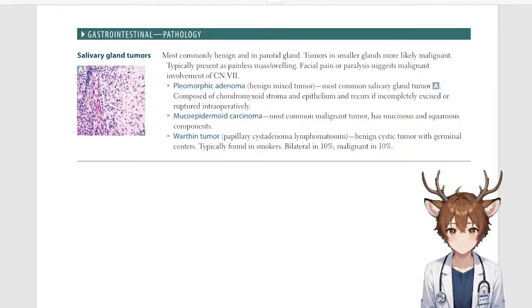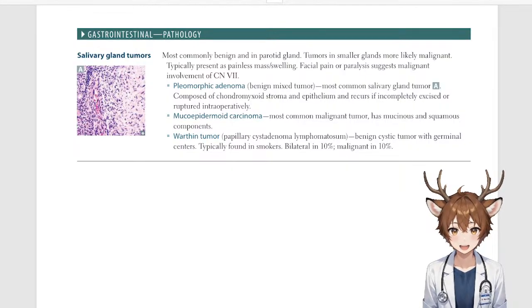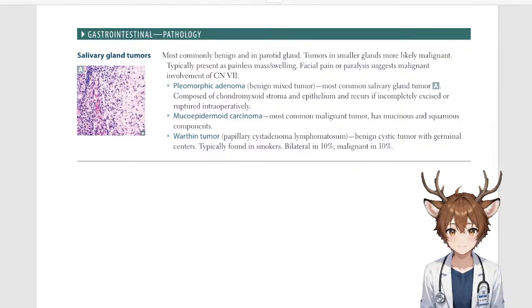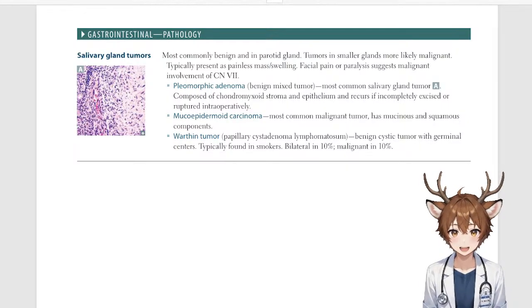So aphthous ulcers can be caused by IBD, lupus, Behçet disease, HIV infection, and celiac disease.